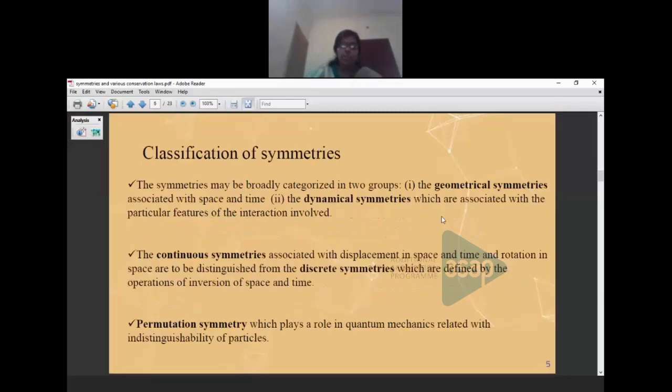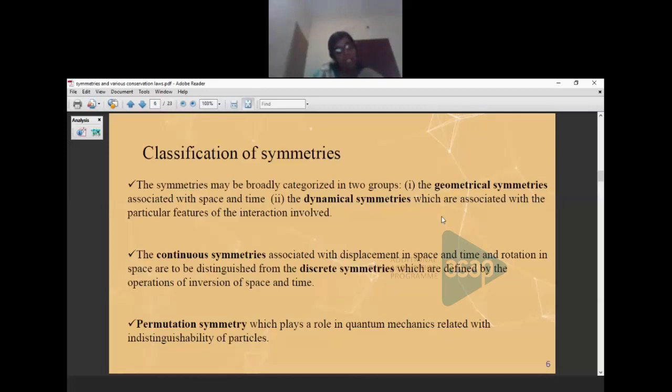Now, just because we are studying symmetries, we are trying to explore symmetries, we need to classify them. They are classified generally into geometrical symmetry. Today we will only be learning about geometrical symmetries, these symmetries associated with space and time. We will not be learning dynamical symmetries, which are generally involved in particular features of an interaction such as Coulomb interaction or such interactions, where the symmetry involved is dynamical symmetry. We will only be learning about geometrical symmetries.